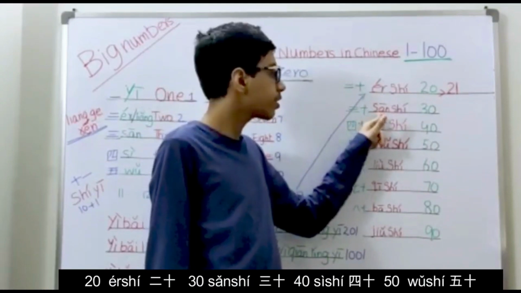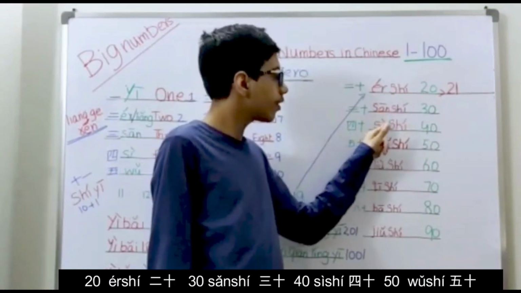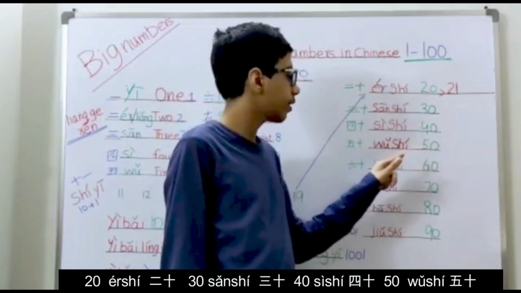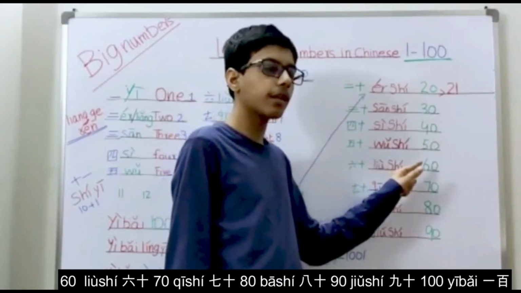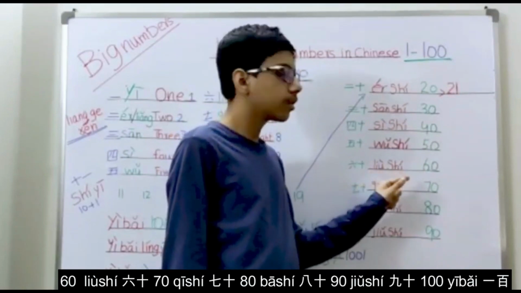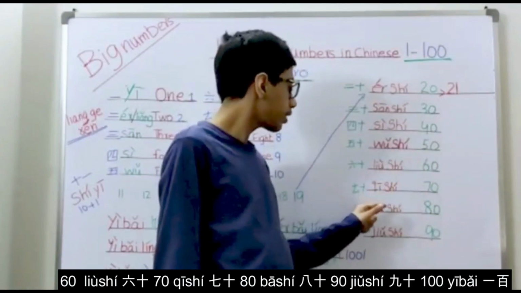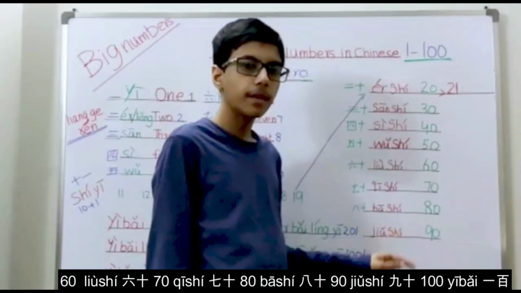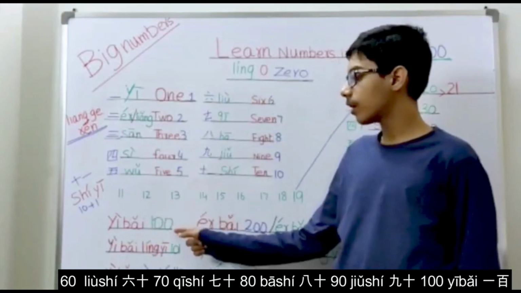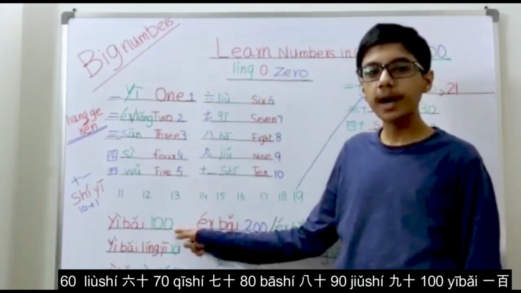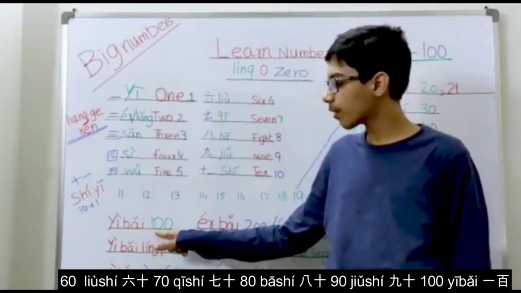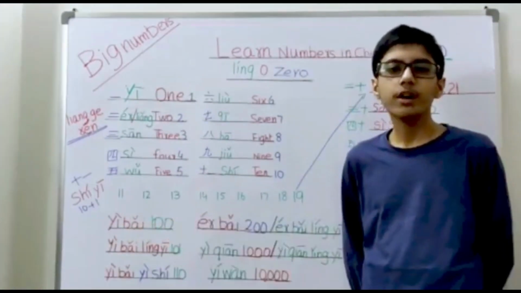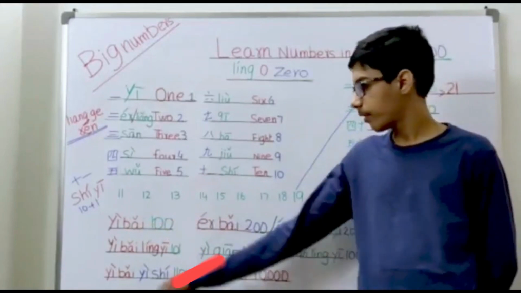Sān shí means 30, sì shí means 40, wǔ shí means 50, liù shí means 60, qī shí means 70, bā shí means 80, jiǔ shí means 90, and last is yī bǎi means 100. Bǎi means 100, yī means 1, that means 100. Okay, now let's move on.